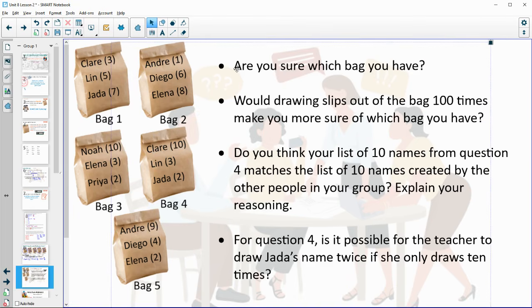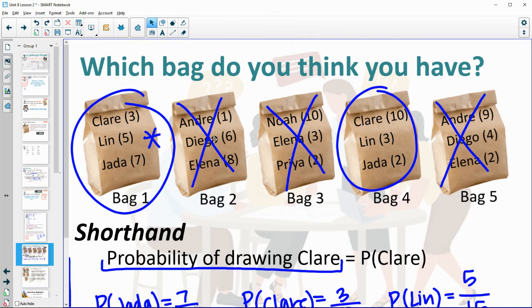All right, so are you sure which bag you have? So we're not 100% sure, right? There were 2 bags that had those 3 names. What we are sure of is that it was not bag 2, 3, or 5. Because you absolutely 100% could not draw a Jada out of any of those bags. So it certainly cannot be those. If we had drawn Noah, we would know it was bag 3 because Noah is only in bag 3. But other than that, we're not really sure.